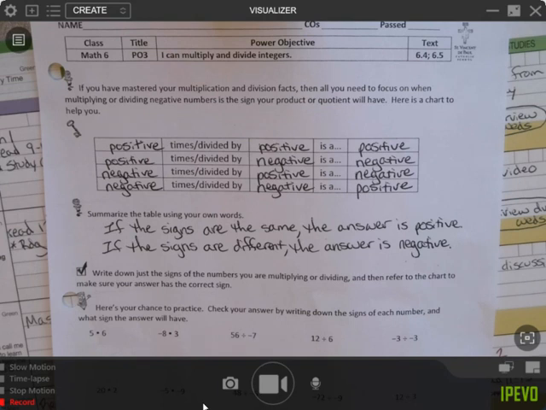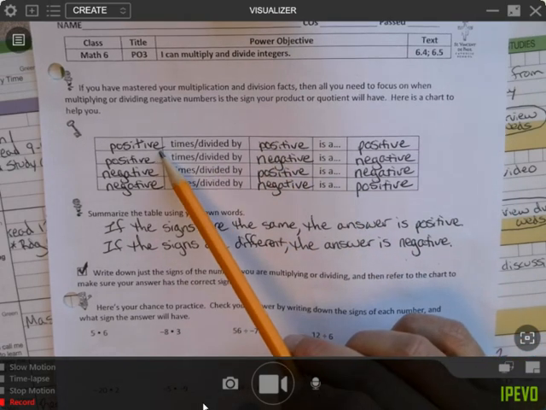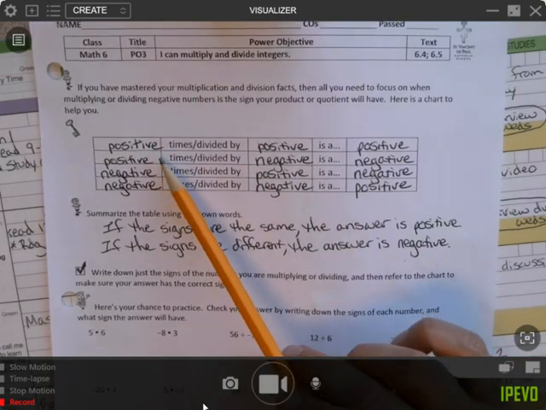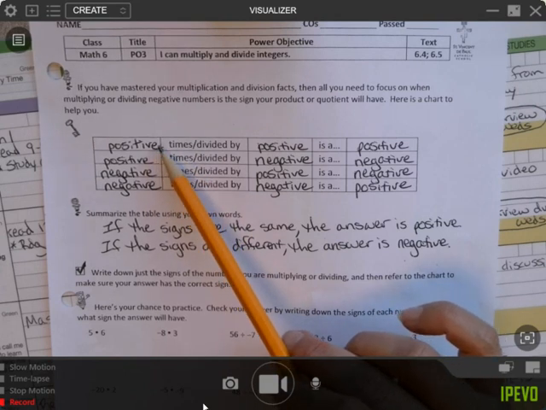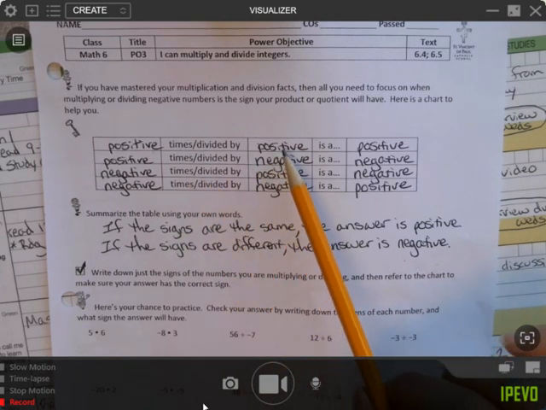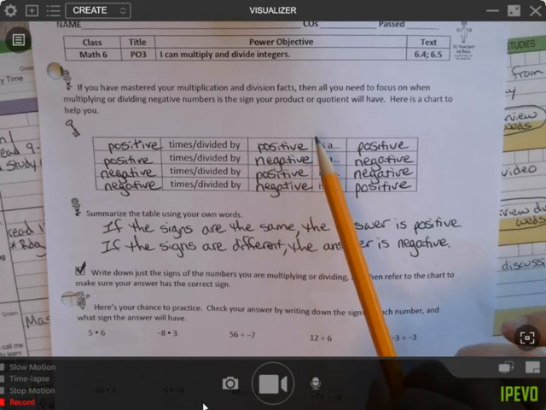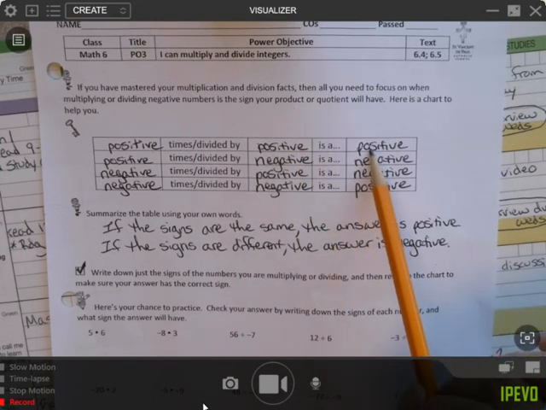So we know in our assignment notebook there is a multiplication table that will help you with that. We need to really focus on what it means to multiply and divide with positives and negatives. So if we look at this table, that first box you're going to write positive. That's if you're positive and you're multiplying or dividing by a positive, your product or answer will be a positive.